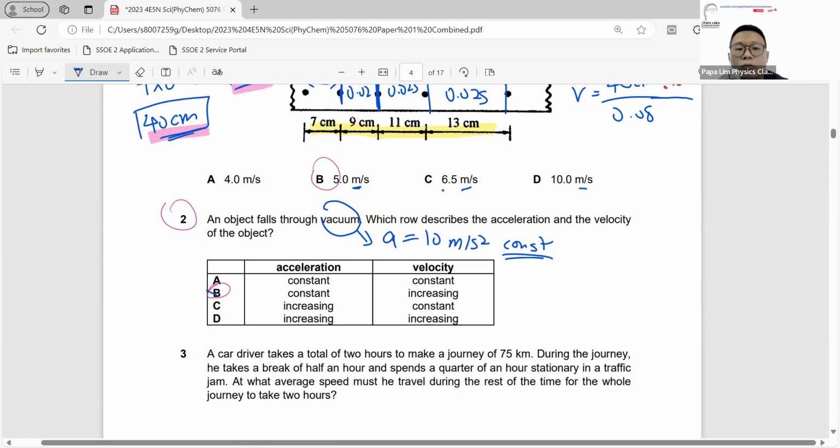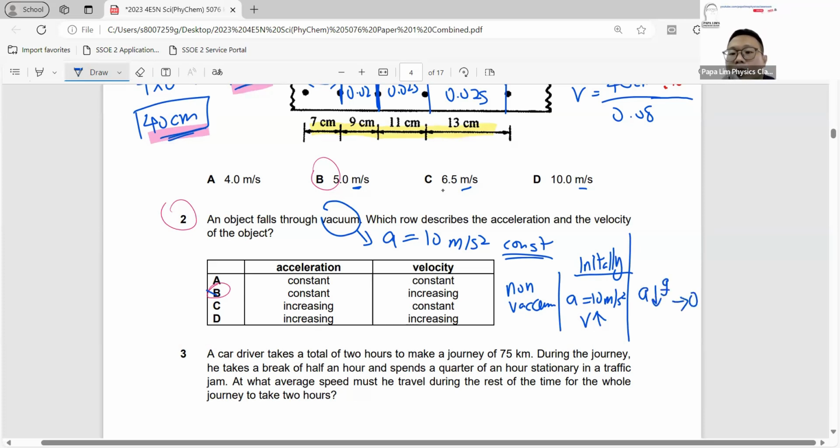So that's why my option will be B here straight away. Now, take note, for non-vacuum, there's a few characteristics. Initially, it's the same. Initially, you'll find that A is actually 10 meters per second squared. Your V is increasing. Then after that, what will happen is that your acceleration will decrease and it will become 0 here.